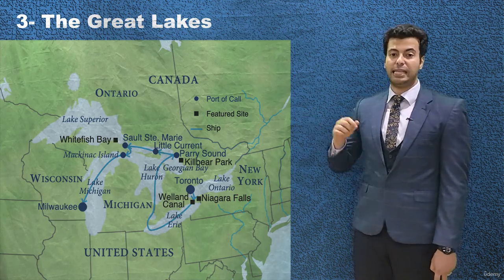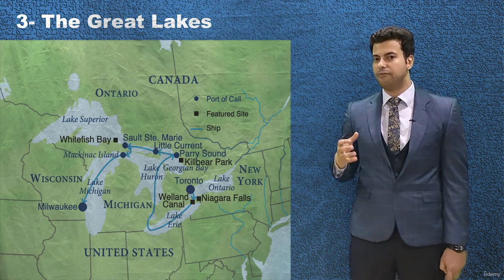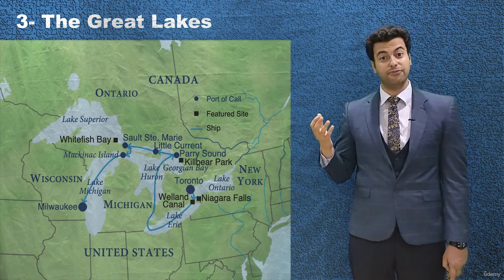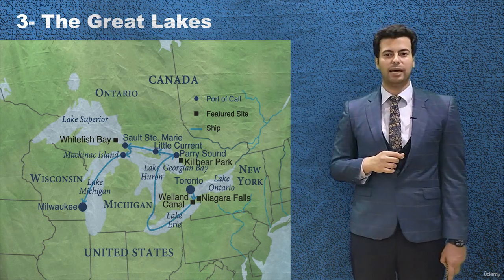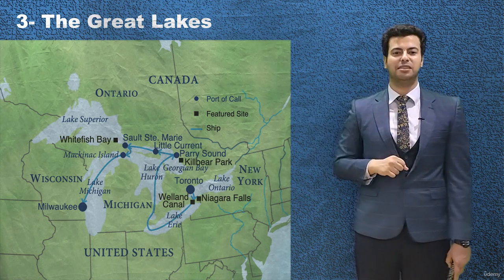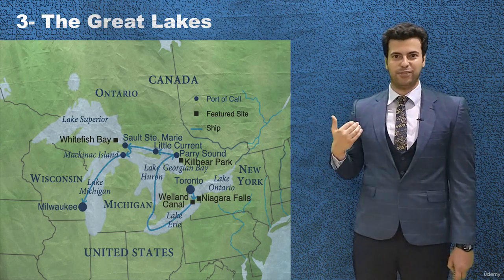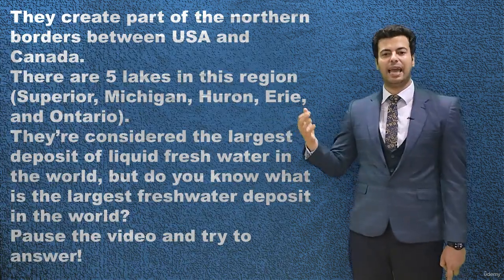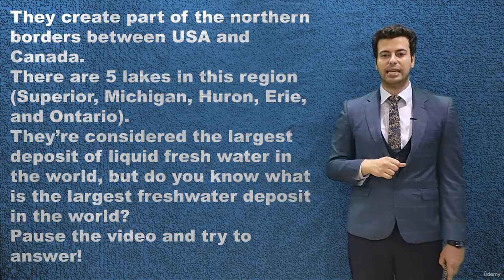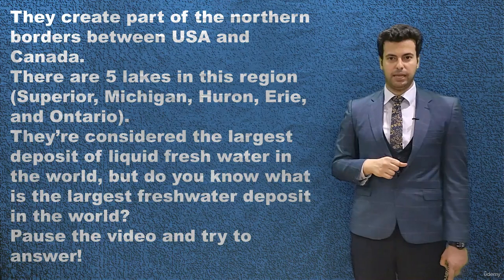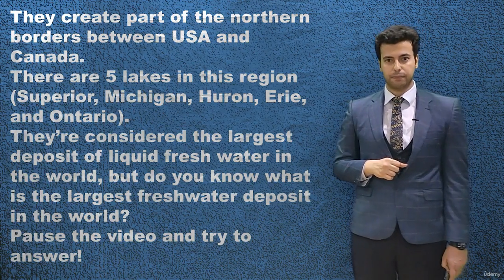Third, we have the Great Lakes. As I've mentioned earlier in the video, they are in the subregion that has states near the lakes. The Great Lakes have 5 lakes: Lake Ontario, Lake Superior, Lake Michigan, Lake Erie, and Lake Huron. These are the 5 Great Lakes of the United States of America.